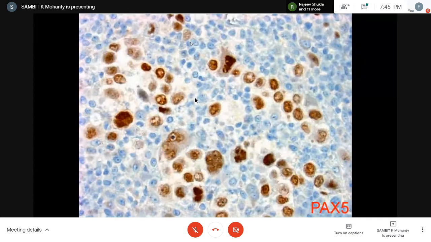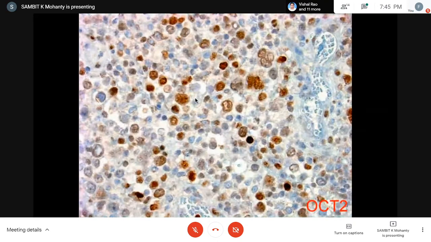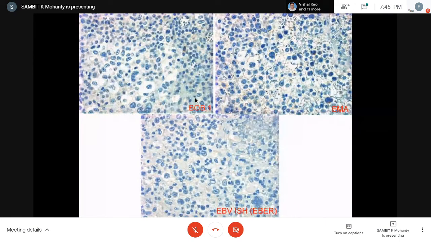This is FACP, which has a heterogeneous kind of staining, some of which is completely washed out, some intermediate, some dark, maybe the regular bystander B cells, and some having intermediate staining. Okay. This is MUM1. This is OCT2. BOB1, EMA, and ISH were negative.